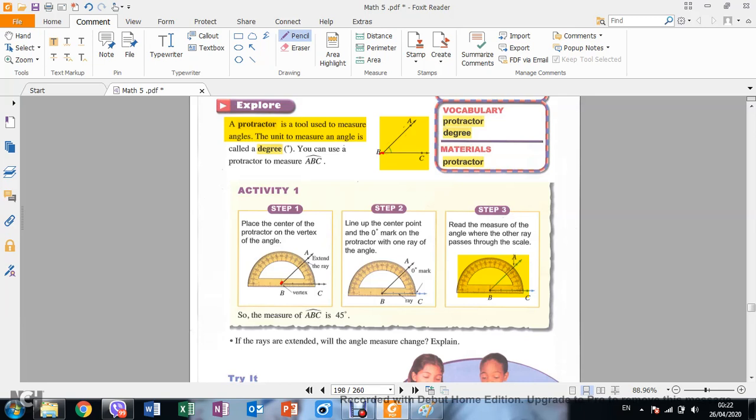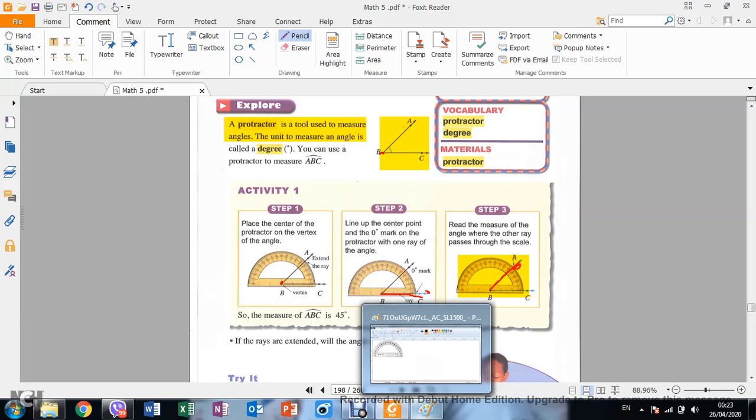The second step, you need to line up the center point and the zero mark on the protractor with one ray of the angle. So we have one ray of the angle. We need to draw this line, okay? After that, read the measure of the angle where the other ray passes through the scale. When this ray passes through a scale, you read the number there directly. You know the measure of the angle.